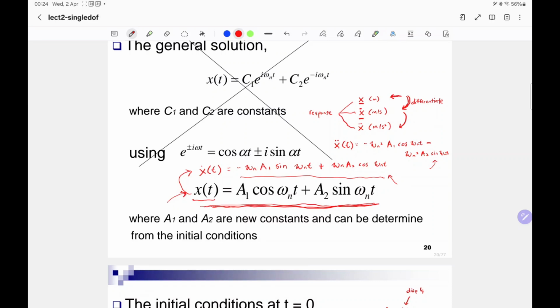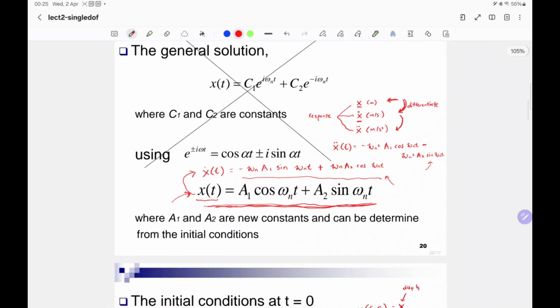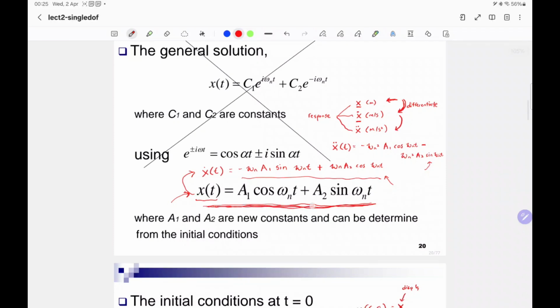So this is the type of response that we can use. Okay, but basically first you need to know what kind of vibration that you're considering, whether it's free vibration, forced vibration, free undamped vibration, forced undamped vibration. So you choose which response corresponds to the cases that you're considering, and then when you differentiate, you can get it, whether x dot t or x double dot t.